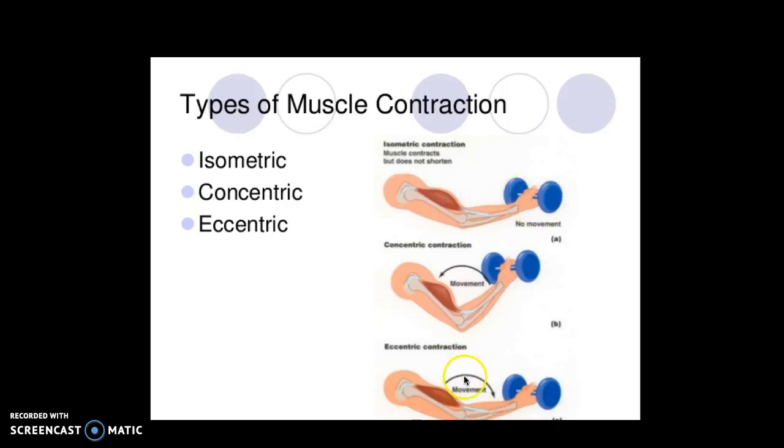And then the last type of contraction in the diagram is the eccentric contraction, where the weight is moving downwards and the joint angle is increasing, and therefore the biceps brachii are actually lengthening, but they're still applying force to prevent the muscle from just applying no force and the weight just dropping to the ground.